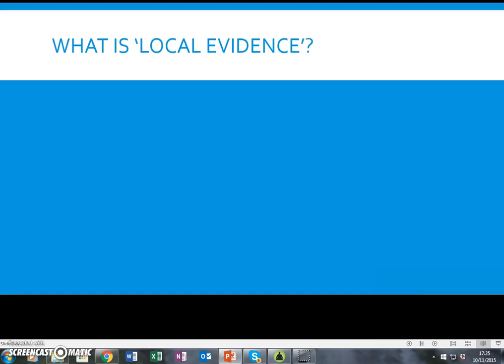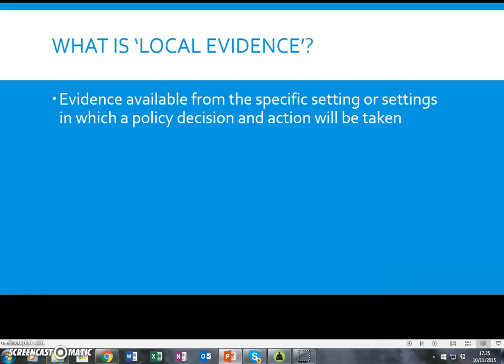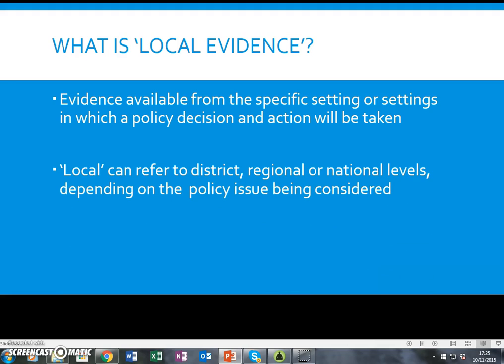What exactly do we mean by local evidence? Well, local evidence is evidence available from the specific setting or settings in which the policy decision and action will be taken, whether that be a country, a locality, a region, an individual city. Local, therefore, can refer to district, regional or national levels, depending on the policy issue that we're considering. And ideally, we want the data that we have to match the level at which we're making the decision.